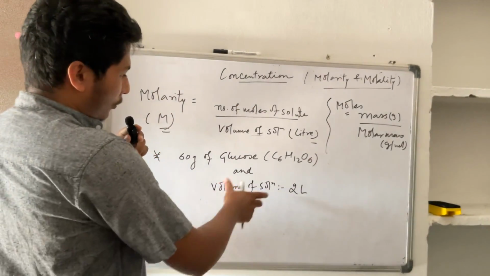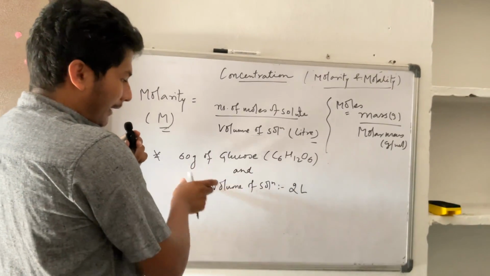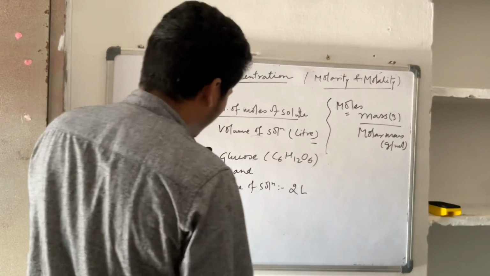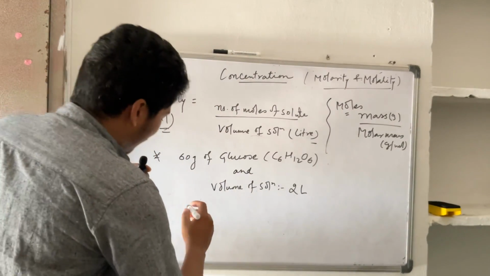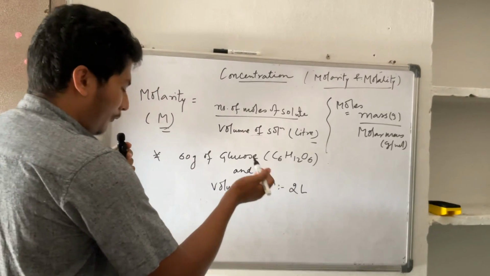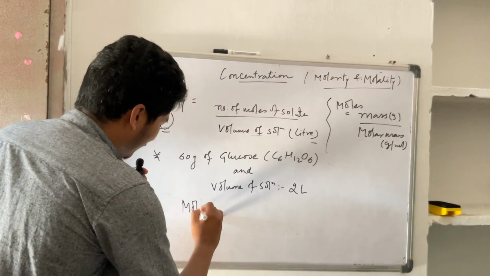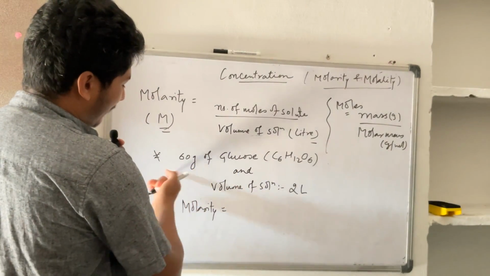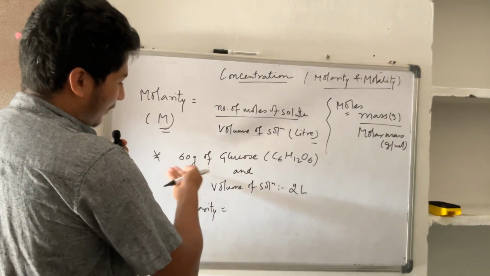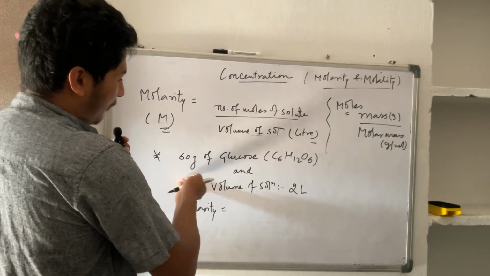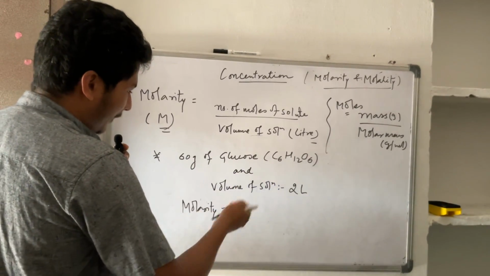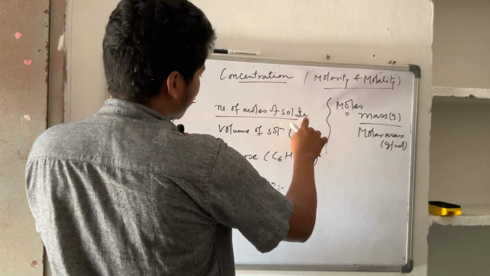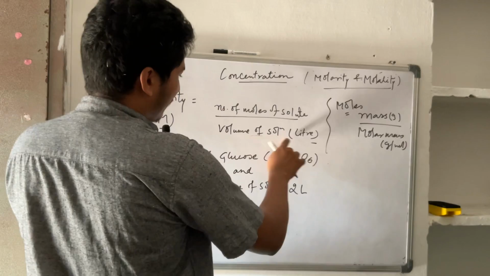Okay, so you have taken 60 gram of glucose and you have added some amount of water to make up the volume of the solution as 2 liter. Good. Then if I ask you to find the molarity of the solution, you can quickly find it. Molarity is the number of moles of solute. The mass given is 60 gram, and you have been asked to calculate the molarity. So first you have to calculate the number of moles of solute, and you will divide by the volume of the solution in liter.